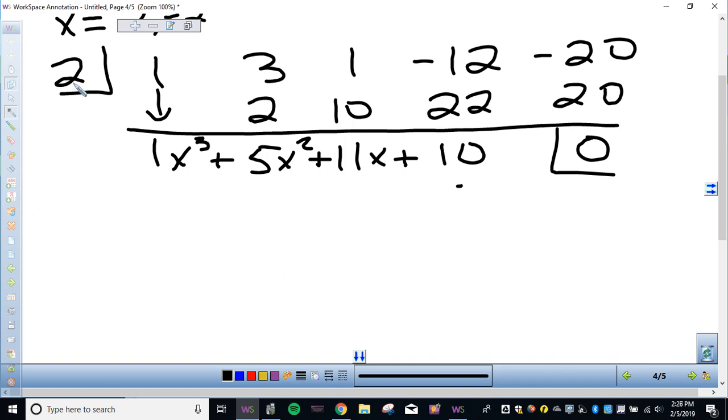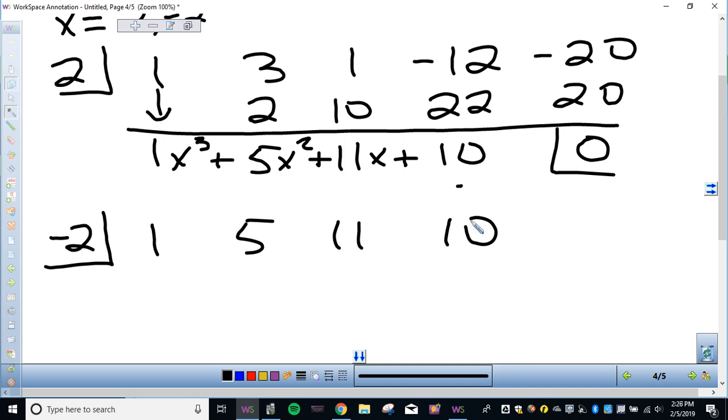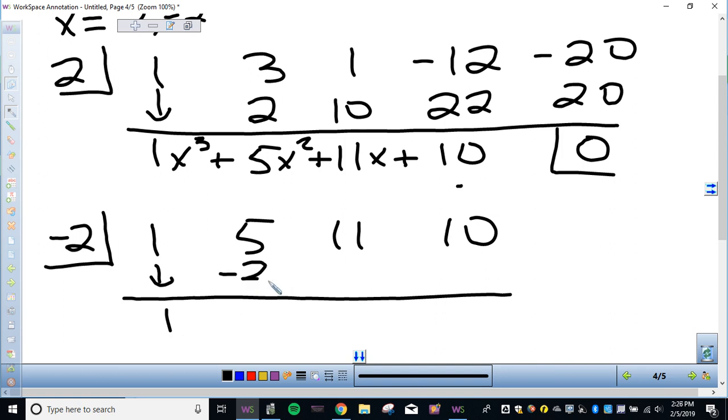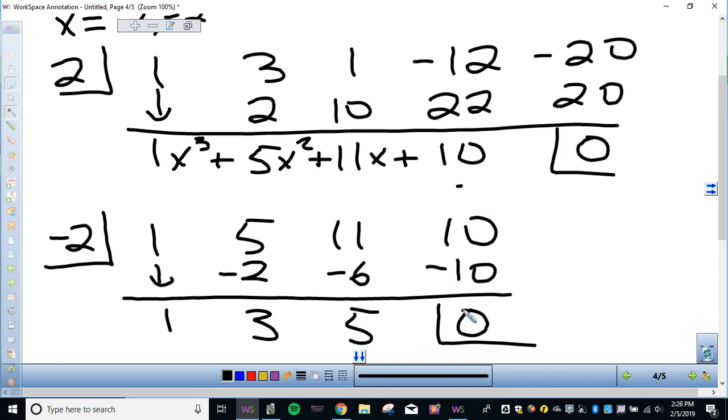So I already used the positive 2. Now I have to use the negative 2. So 1, 5, 11, and 10. First thing we do is bring the 1 down. Negative 2 times 1, negative 2, 3. Negative 2 times 3, negative 6. 11 minus 6 is 5. Negative 2 times 5 is negative 10. No remainder.